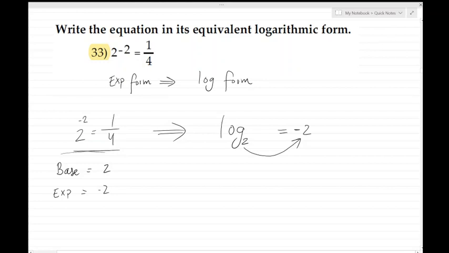So 2 to the power -2, right? Because that's the exponent. So think of this as base, exponent, and then the only place that's left is the argument. So 2 to the power -2 gives me 1/4. And so it matches the exponential form that I have. Therefore this is my corresponding logarithmic form. Okay, hopefully that makes sense.